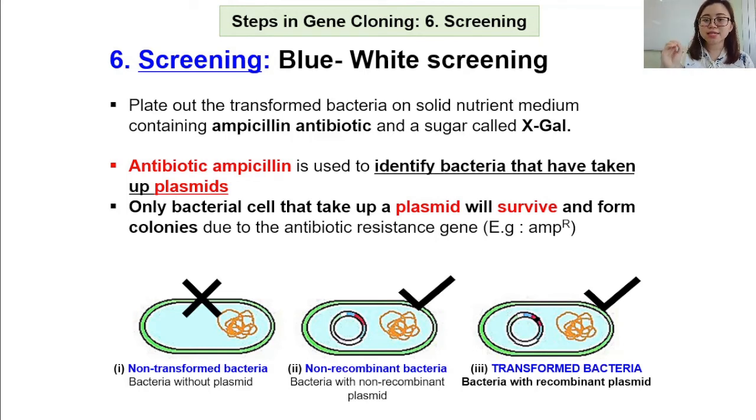Only bacterial cells that have taken up a plasmid will survive and form colonies due to the antibiotic resistant gene, AMPR.